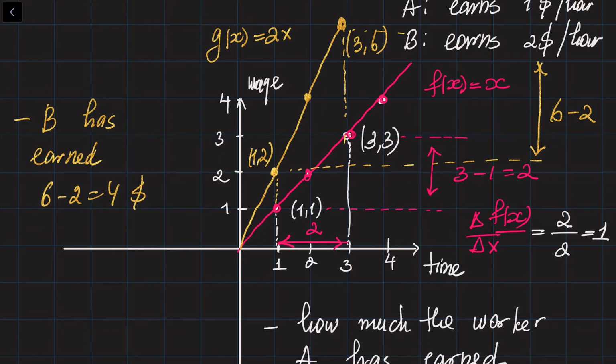So what does it mean? It means that this is the rate of change of the wage of worker A per hour. Okay, so which was $1 actually, right?